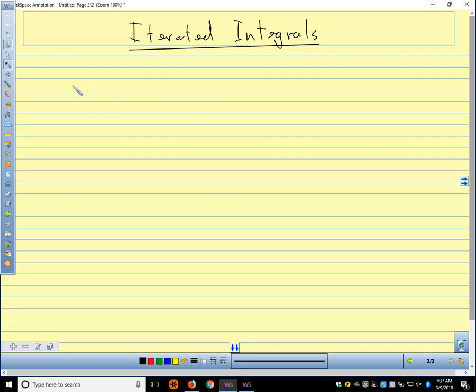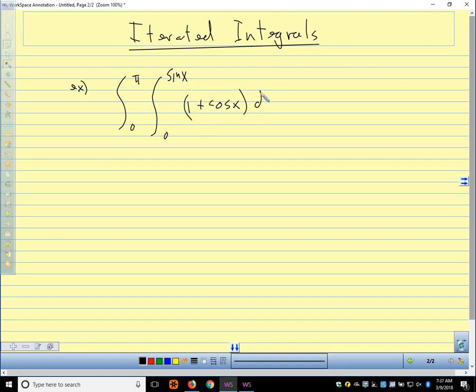So I want to go through a couple of examples here. So we can integrate from 0 to pi, the integral from 0 to sine x, of 1 plus cosine x dy dx. So that would be an iterated integral. We do these kinds of integrals inside out.